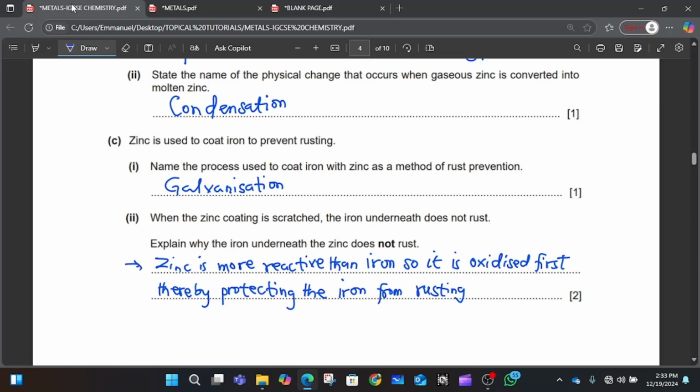So you have to say that zinc is more reactive than iron, so it is oxidized first, or in other words, it corrodes first. And once it corrodes, it protects the iron which is beneath it from rusting. So in order to continue protecting the iron from rusting, the zinc coating must be replaced regularly.